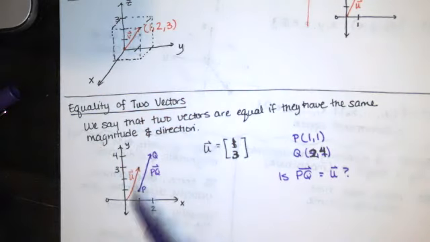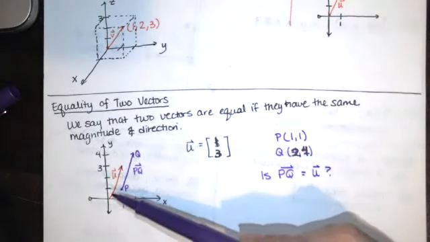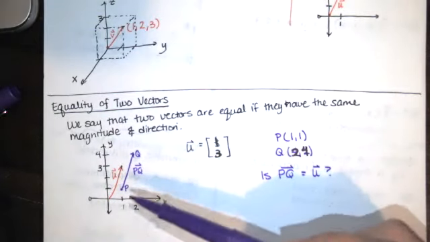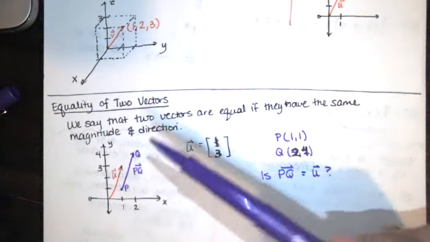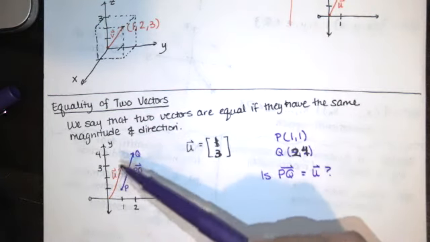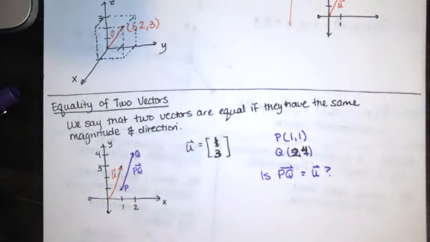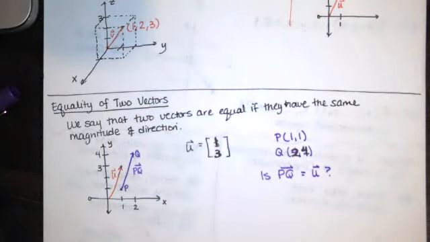Now we can see from this picture, hopefully, that these two vectors have the same magnitude and direction. They're parallel to each other. If I had a perfect grid, it would be even clearer. It looks like u has a little bit of a curve in it, but it's not supposed to. They seem to have the same length, and they seem to point in the same direction. You could almost pick up PQ and lay it on top of u, and you would see that they are exactly the same.